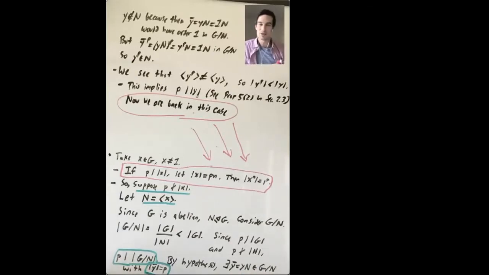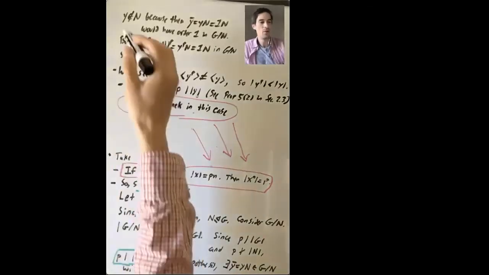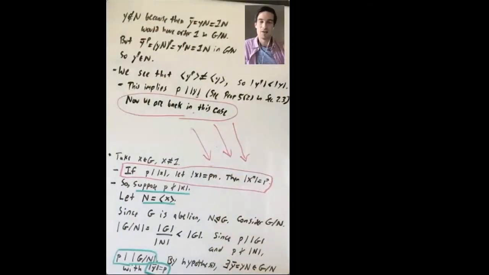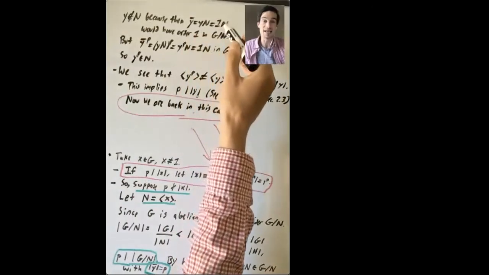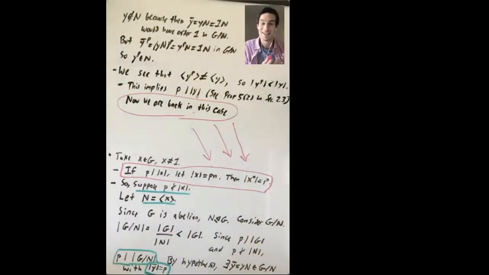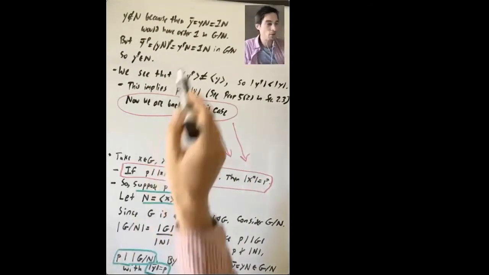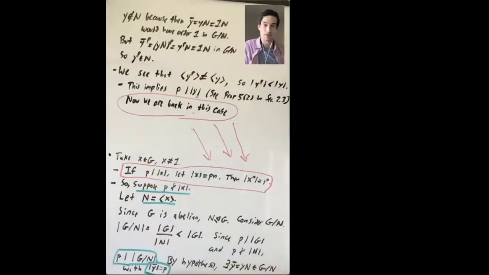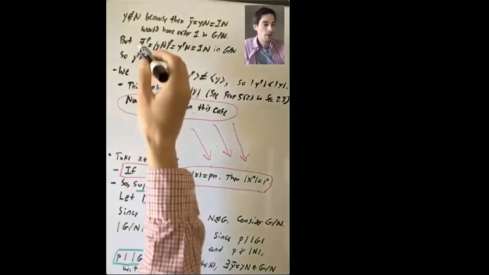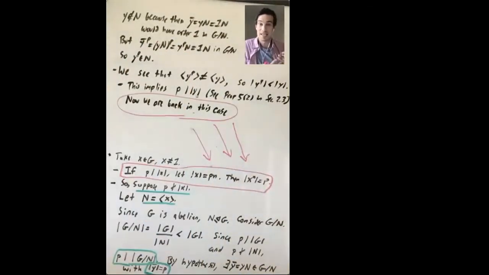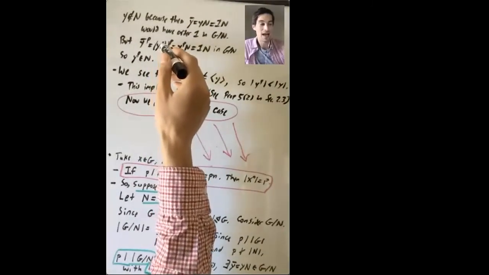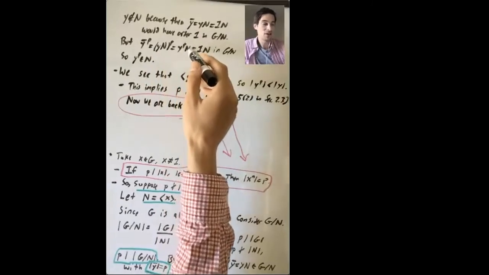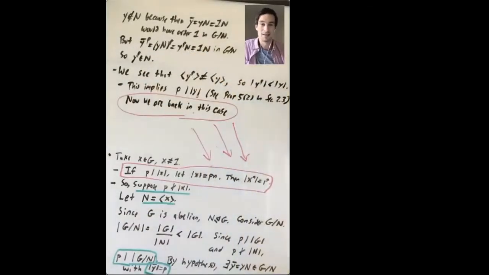So what are some things that are true about this element y? Well, y is not in N. If y were in N, then y bar, the left coset of N containing y, would be the identity, the left coset of N containing 1. So that would have order 1 in G mod N, and it doesn't; we know it has order p. But y bar to the p is the identity in G mod N. So y bar to the p is the coset (yN)^p, which is the left coset of N containing y^p. So that means y^p is in N.